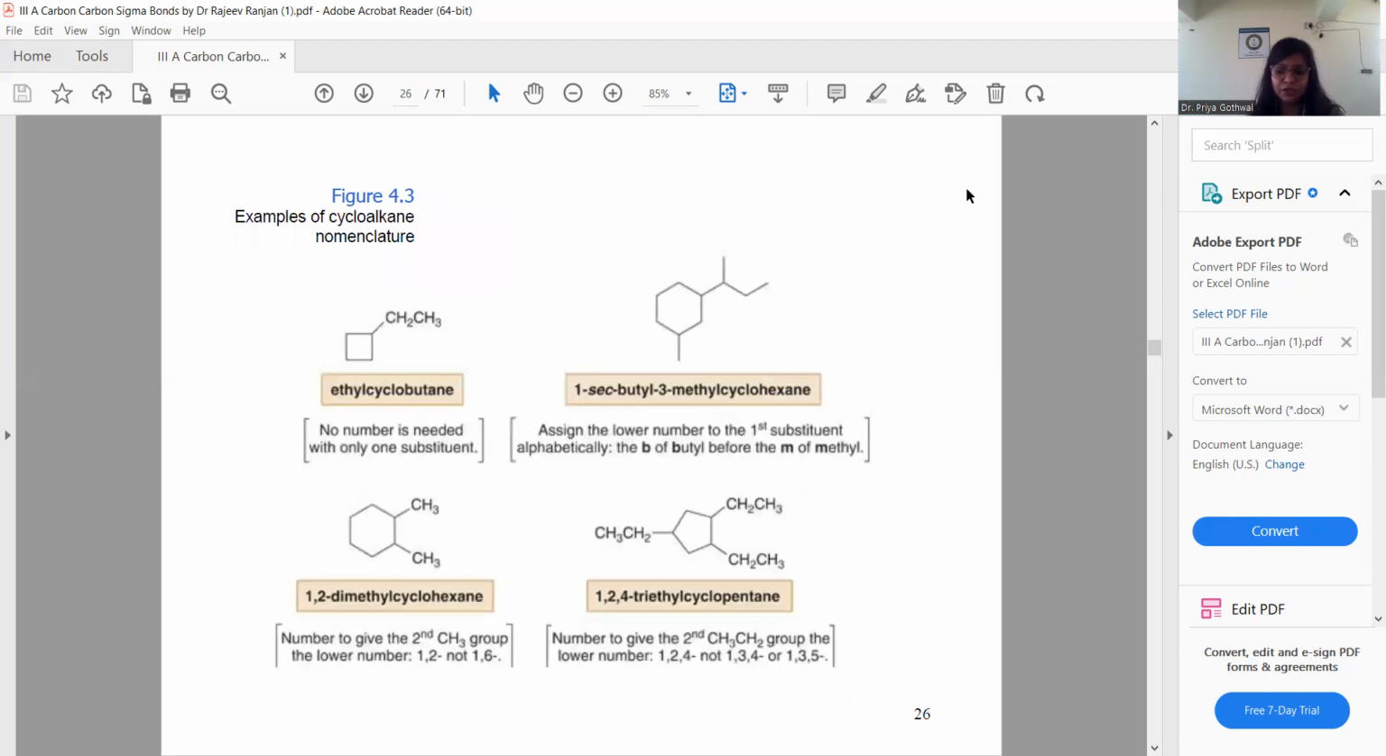Here we also discuss some other examples in this category, such as ethyl cyclobutane and 1-secondary butyl 3-methyl cyclohexane. The number is needed only when there is more than one substituent. Another example is 1,2-dimethyl cyclohexane, and also 1,2,4-trimethyl cyclopentane, etc.